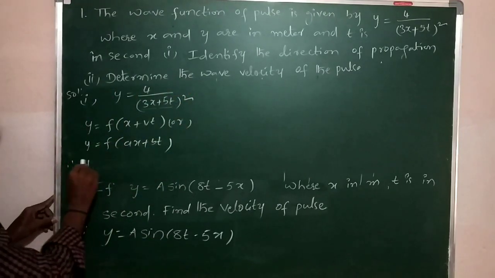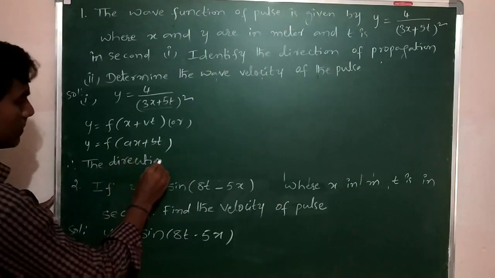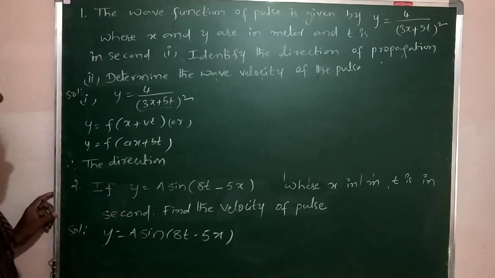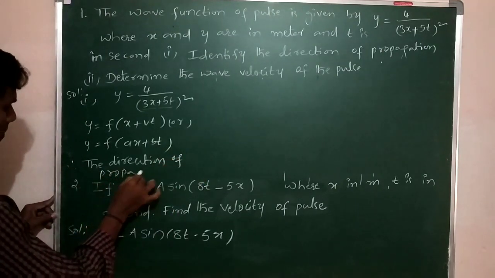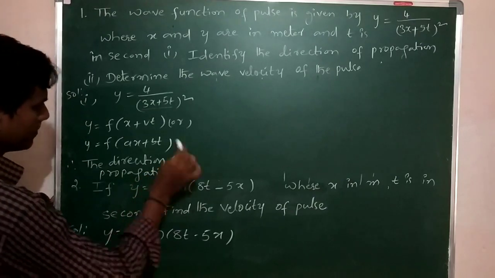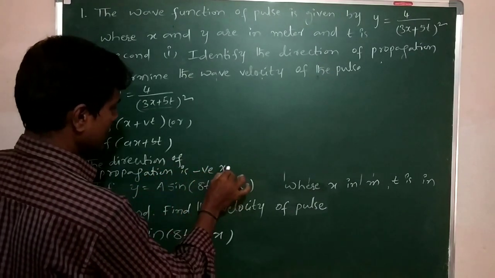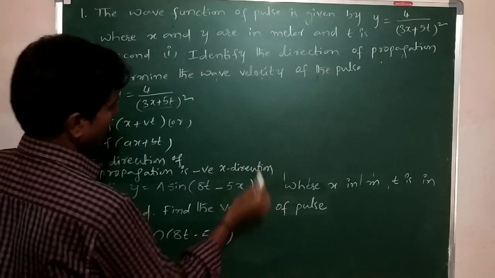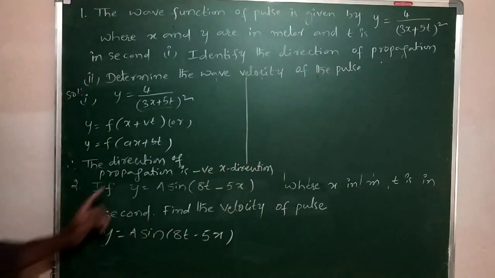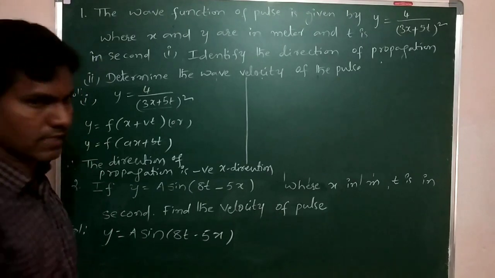So the direction of propagation is the negative x direction. Next, the second part: determine the wave velocity of the pulse.